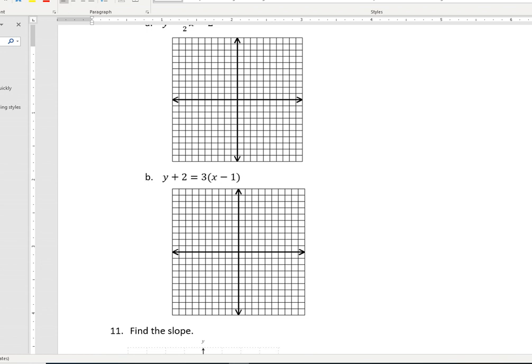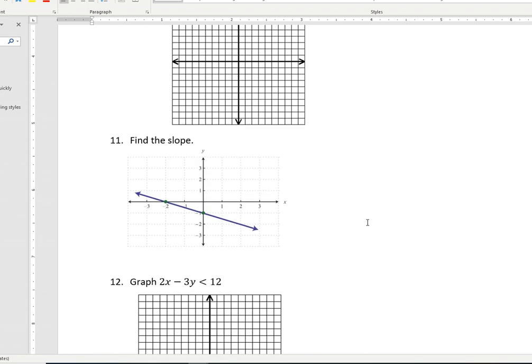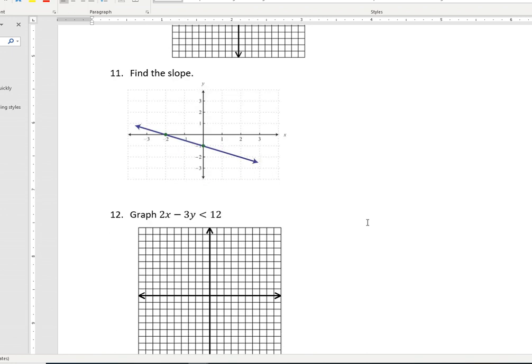But let's continue, and the next one says find the slope. But you have 2 points. You have a point there, and you have a point right there. All you gotta do is do rise over run. I am rising 1, and I'm running 2.